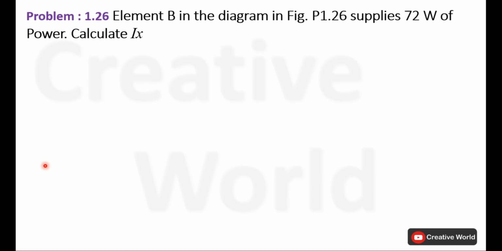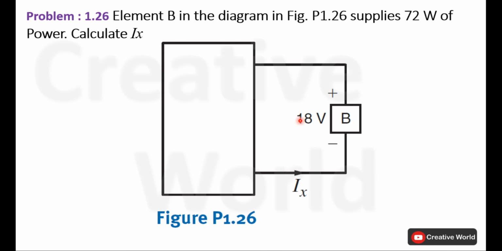First, read the scenario. Element B in the diagram in figure 1.26 supplies 72 watt. This element B is supplying 72 watt of power. Calculate Ix. We have to calculate the current. Element B is supplying power, the voltage across this element, and the direction of current. These three parameters are most important to solve this scenario. Without wasting time, let's proceed towards its solution.